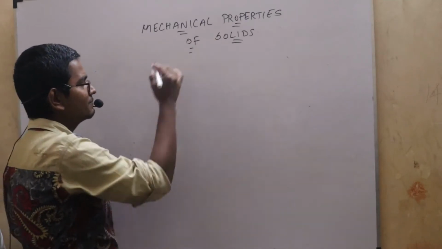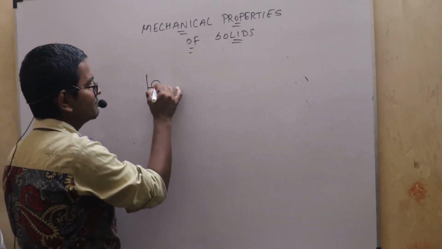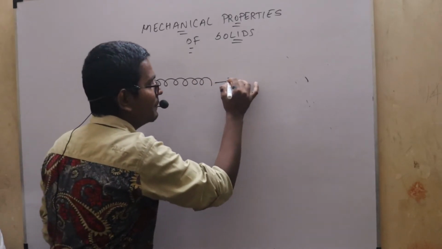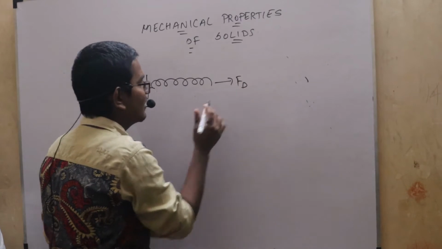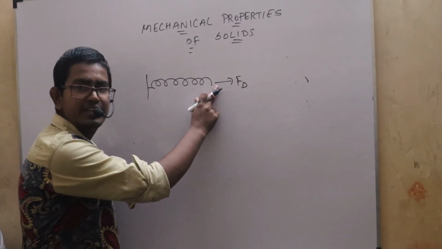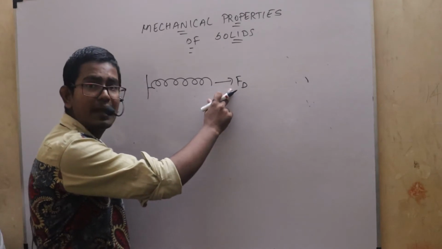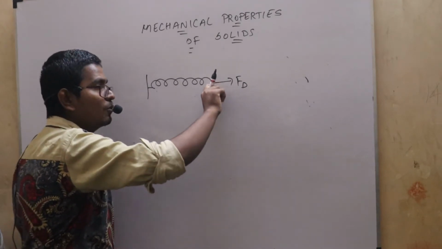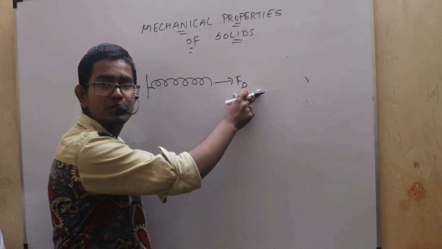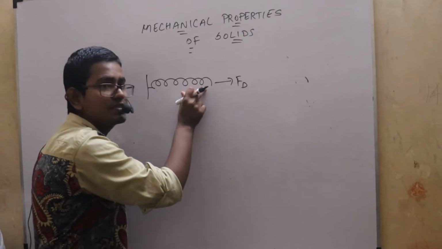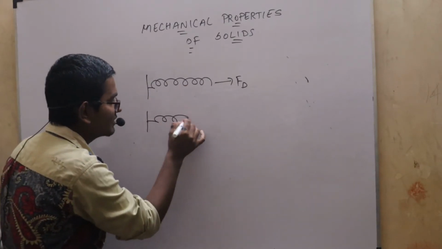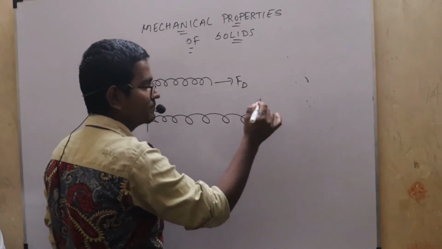You can see here, I'm taking a spring. Here it is fixed and the second end is free. I'm going to apply the deforming force at the second end. I'm going to pull the spring. That means I'm applying the force in order to change the size of the spring. And you can see the size of the spring has now been changed.